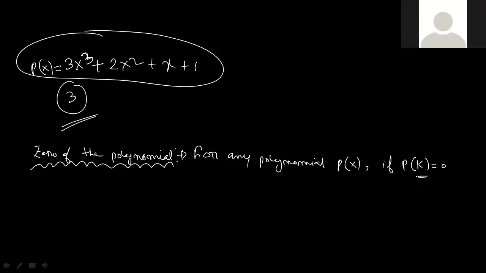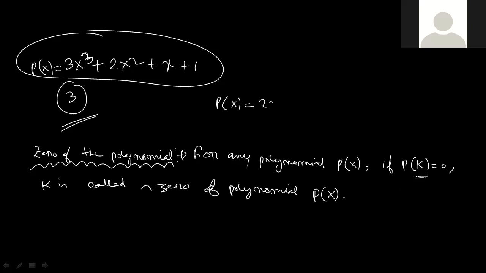Okay, so for any polynomial px, if pk equal to 0, then k is called the zero of the polynomial px. Zero means roots. So what do you mean by zero of the polynomial for any polynomial px? If pk equal to 0, that means suppose one polynomial is there. Suppose px equal to 2x cube plus 3x square plus x. Suppose this is the polynomial.